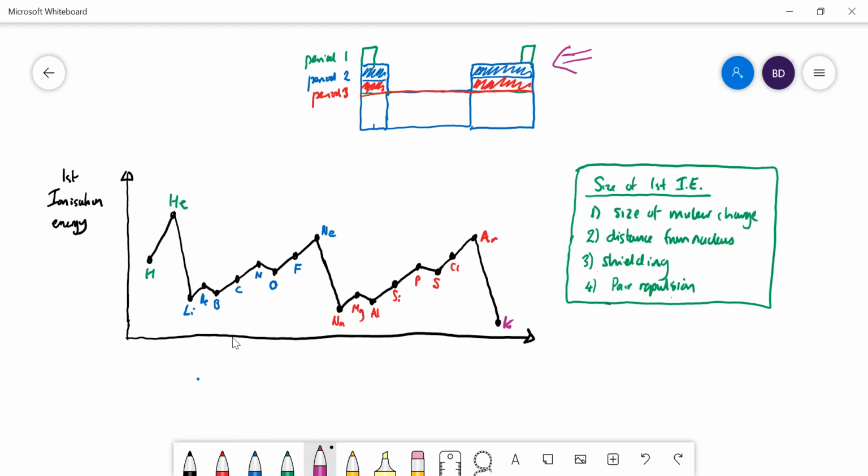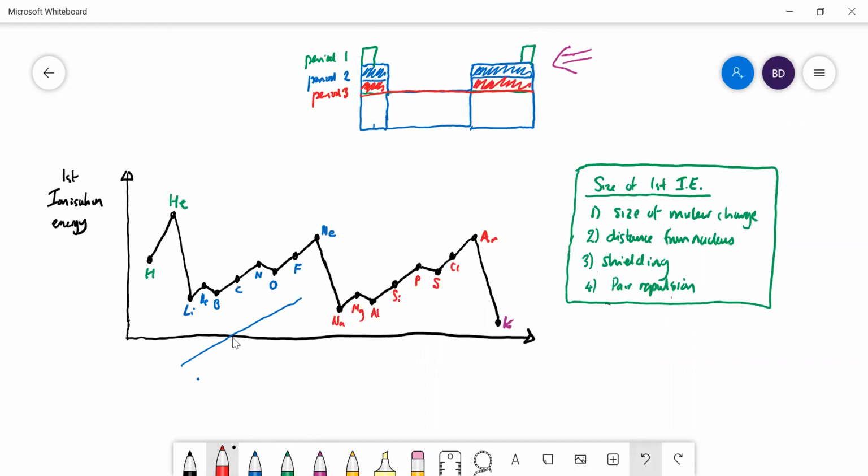I've done period 1, hydrogen and helium, in green. Period 2 I've done in blue, and period 3 I've done in red. You can see the pattern that you get with period 2 is repeated with the pattern you get with period 3, almost exactly. There are obviously reasons for that, which you probably know already, but we'll talk about them.